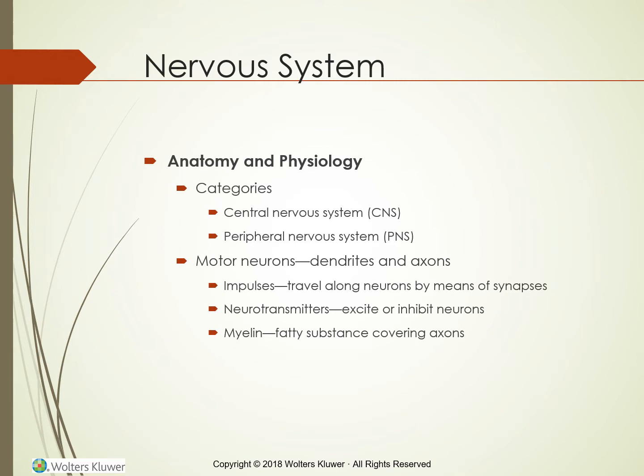A fatty substance called myelin covers some axons in the CNS and PNS. A membranous sheath called the neurolema covers the myelin of axons in peripheral nerves. Axons that are covered by myelin are called myelinated white matter or white nerve fibers. Axons that are not covered with myelin are called unmyelinated gray matter or gray nerve fibers.